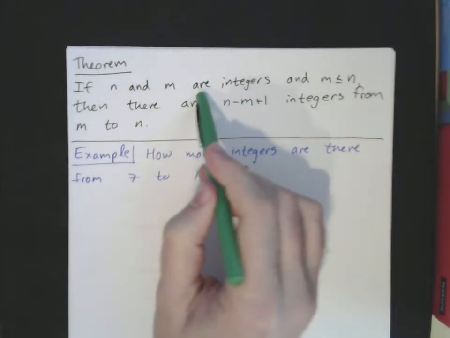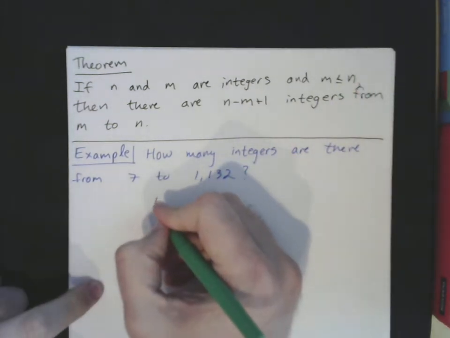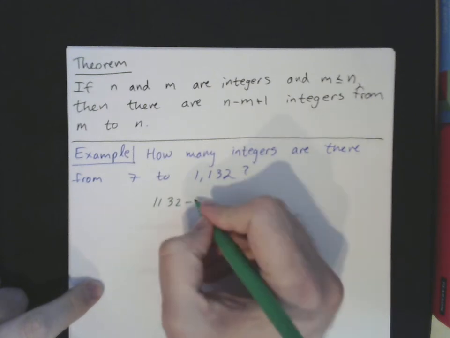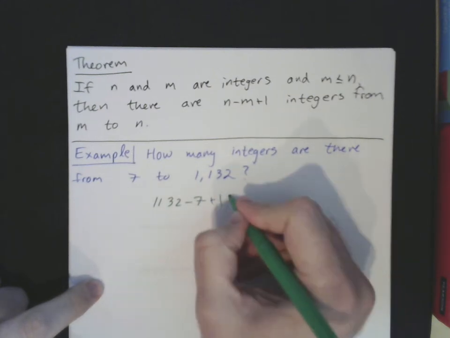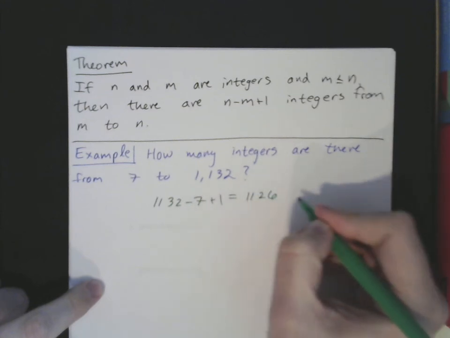Well, we have our integers. 7 is certainly less than 1132. So that means we have 1132 minus 7 plus 1. So that's really just minus 6. So that's 1126 integers.